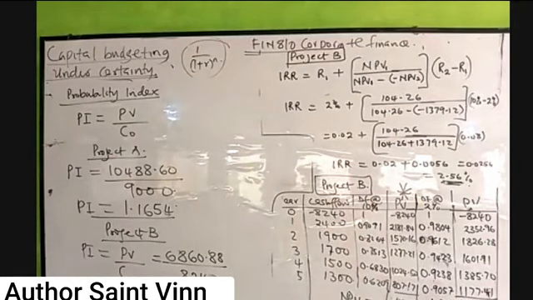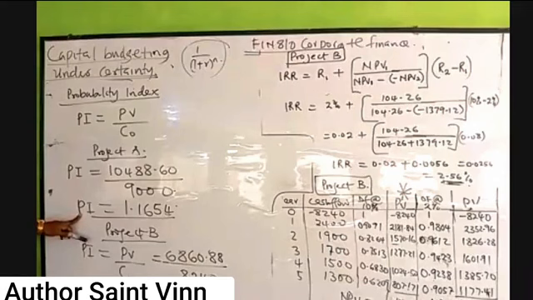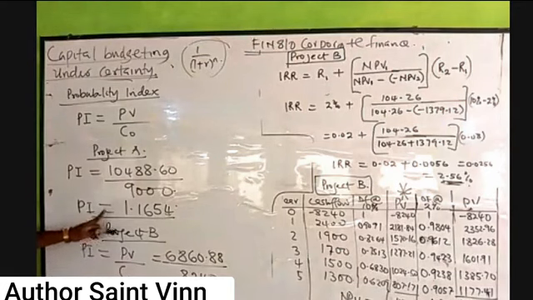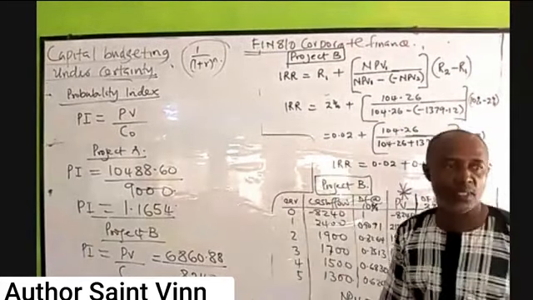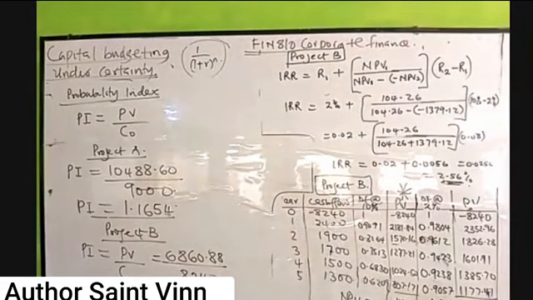Any question? This one is still at 1 point. If this one is greater than 1, we accept. If it's less than 1, we reject. Is it clear? So that's why we're accepting project A, not project B. Any queries? Project evaluation: NPV, IRR, probability index. Let's look at modified and see how it works.